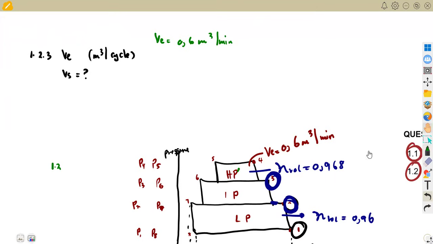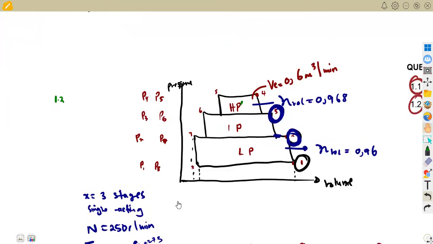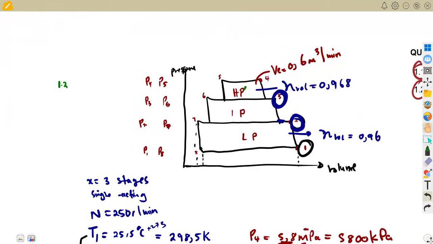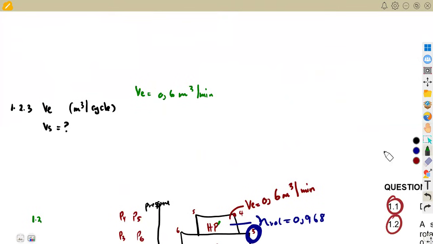All right. Let me take the speed first. Remember, it's a single acting, and I said if it is a single acting, you use the speed as it is. A double acting, that's where the speed is multiplied by 2. So the speed here is going to remain as it is, 250 revs per minute. I want you to understand me. So we have the speed there of 250 revs per minute.